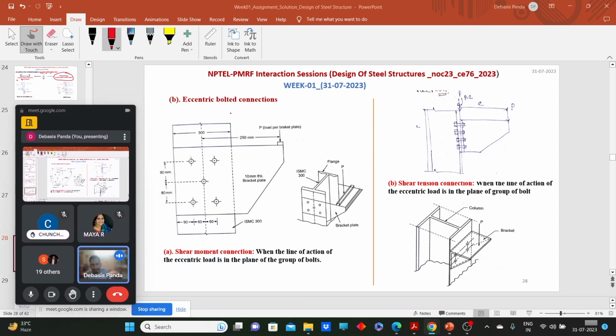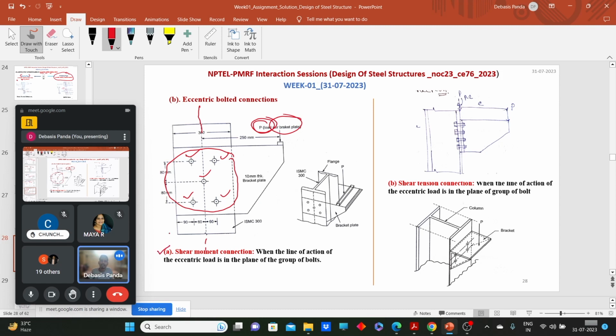We already said that if the load is not acting along or towards the CG of the group of bolts, say here we have five bolts, and the CG of the group of bolts is this, but the load is acting here. This type of connection, where the line of action of the eccentric loading and the group of bolts are on the same plane, we call a shear moment connection.